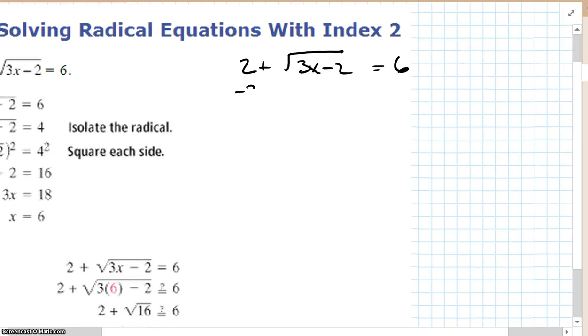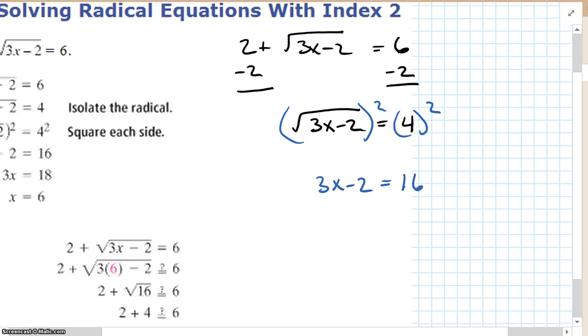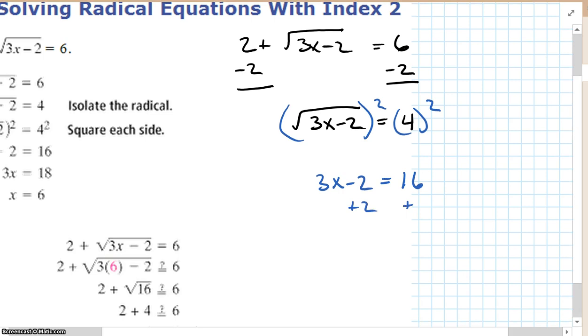Step 1, isolate the variable. So we're going to subtract 2 from each side. We're going to get the square root of 3x minus 2 equals 4. Now, let's square each side to get rid of the radical. So I'm going to get 3x minus 2 equals 4 squared, which is 16. Add 2 to each side. So I get 3x equals 16 plus 2 is 18. Divide each side by 3. X is going to equal 6.